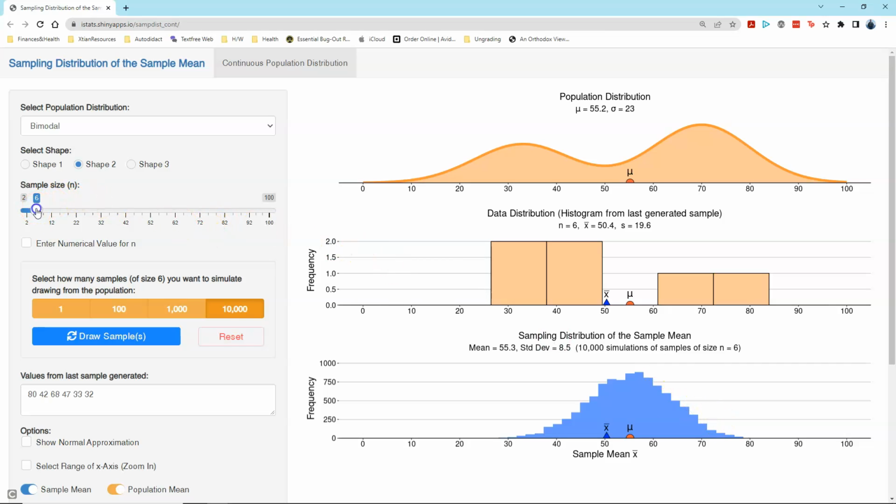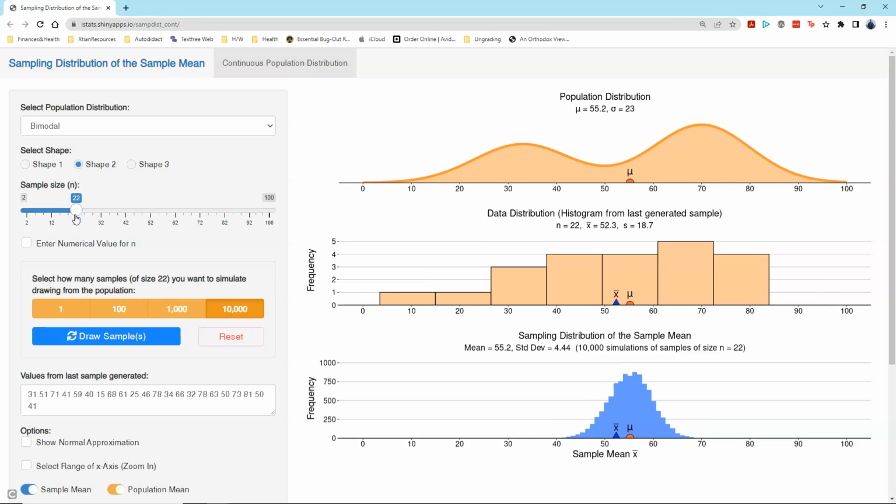So let's increase the sample size and watch what happens to the sampling distribution of sample means as I do so. I'm going to increase it to 22. There it's starting to look a little bit more like a normal distribution, but there's still a couple of peaks at the top that show the bimodal nature of the population distribution. So let's go up to 30.